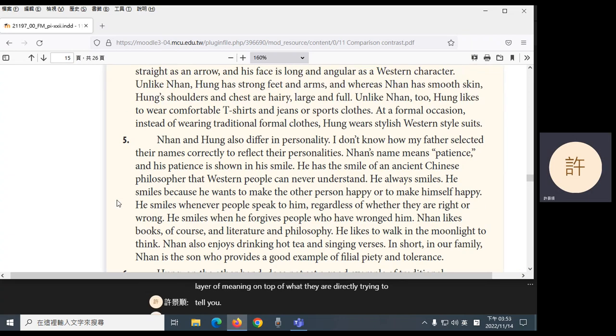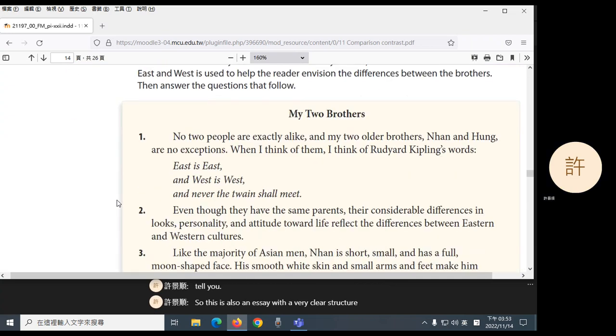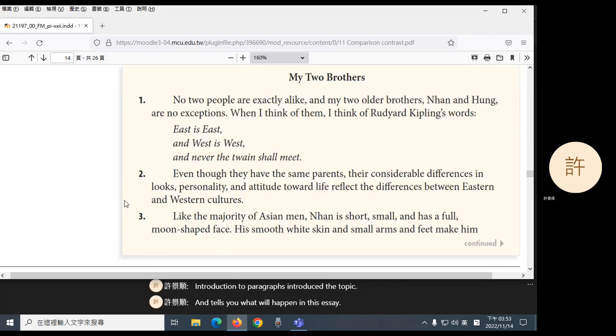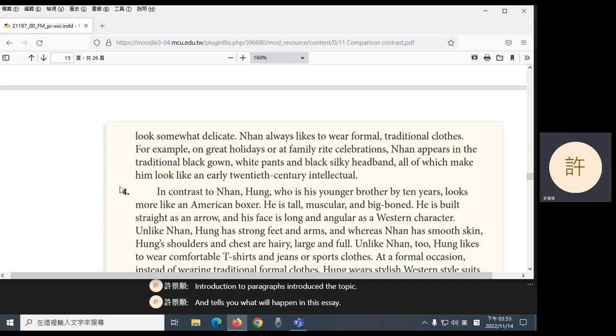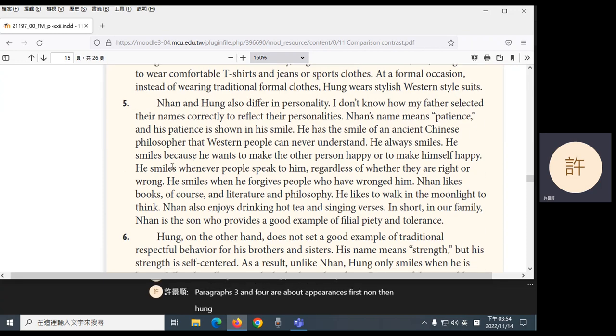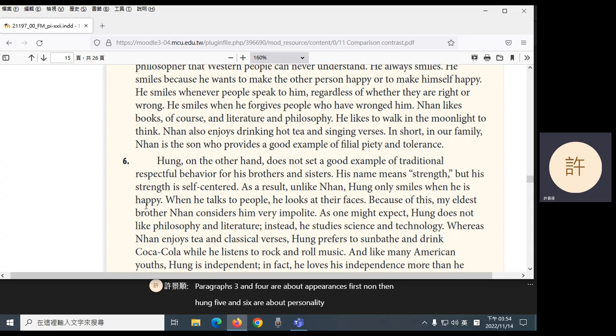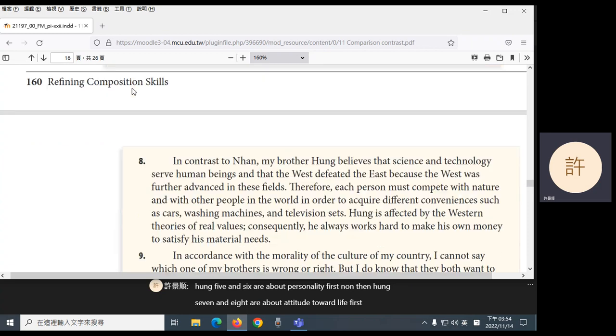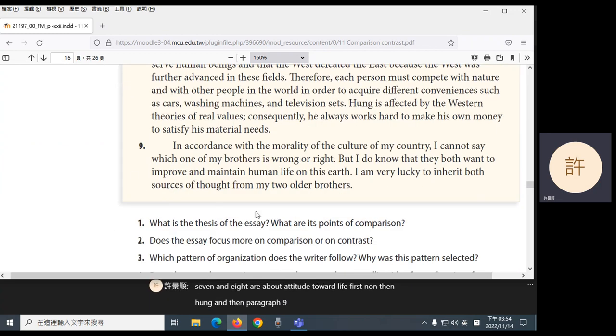So this is also an essay with a very clear structure. Introduction, two paragraphs introduce the topic and tells you what will happen in this essay. Paragraphs 3 and 4 are about appearances, first Nan, then Hung. 5 and 6 are about personality, first Nan, then Hung. 7 and 8 are about attitude toward life, first Nan, then Hung. And then paragraph 9, conclusion. Very clear structure. Do you have questions about this essay?